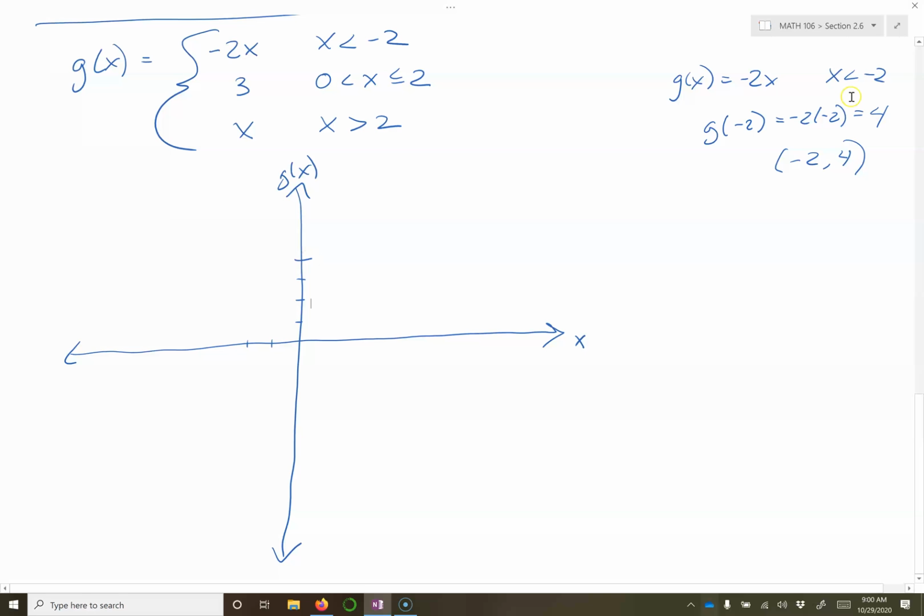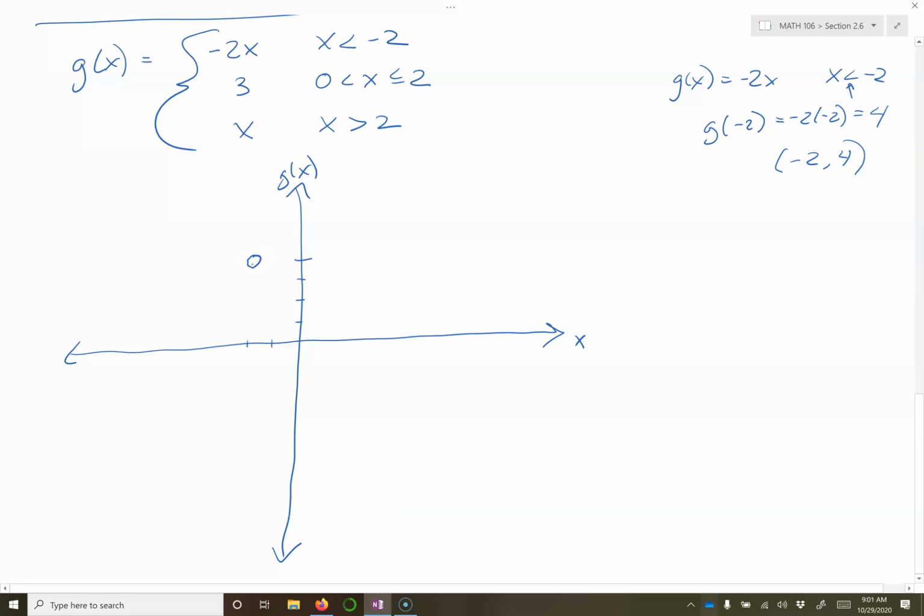It's open because right here is a less than sign. If you wanted a solid circle, that would have to be a less than or equal to, okay? So here's what I'm going to do. I'm going to put an open circle there. All right, so what do we do from here?